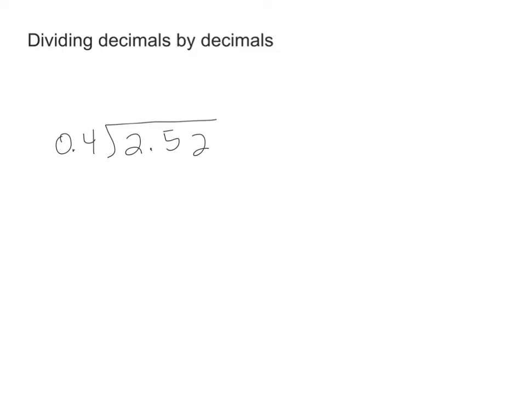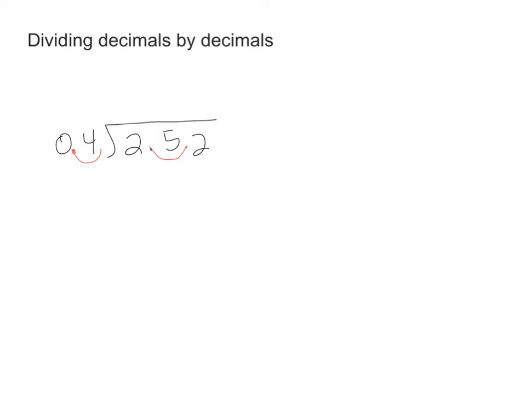This problem here is 2 and 52 hundredths divided by 4 tenths. It's not to say that we can't divide decimals. It's just going to be easier if we can take that divisor, the 4 tenths, and make it a whole number. So, as we had seen before, we need to make this a whole number by moving this decimal point one place value. We've now gone from 4 tenths to 4. Because we moved it on the outside, we also need to move it on the dividend here.